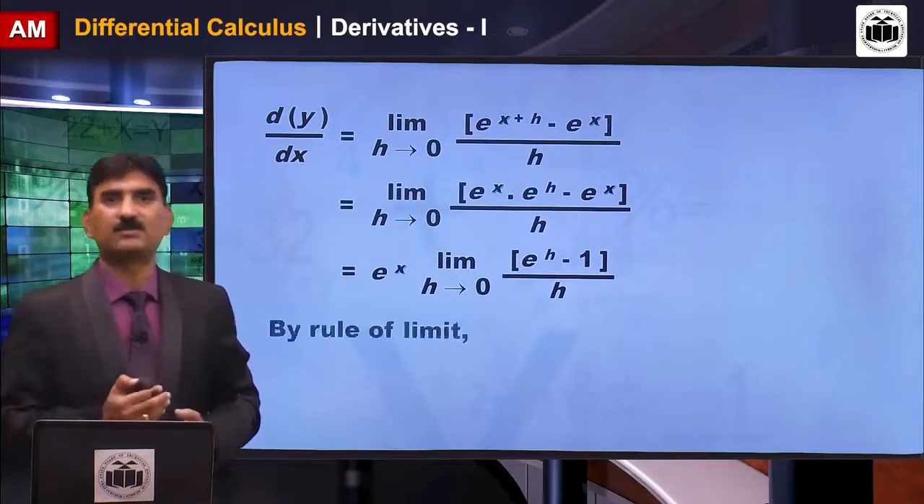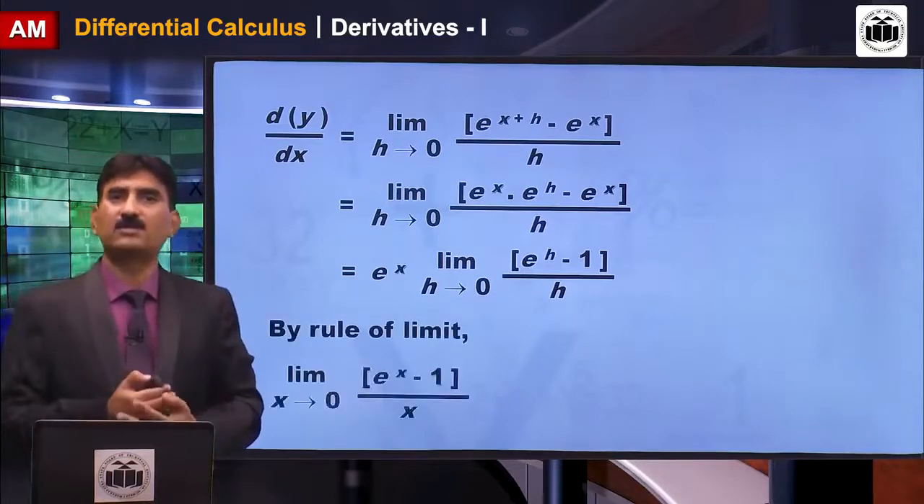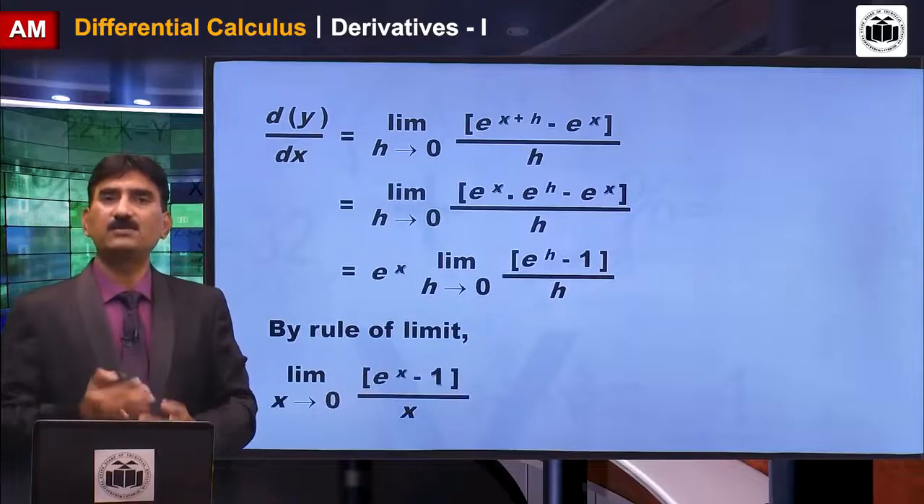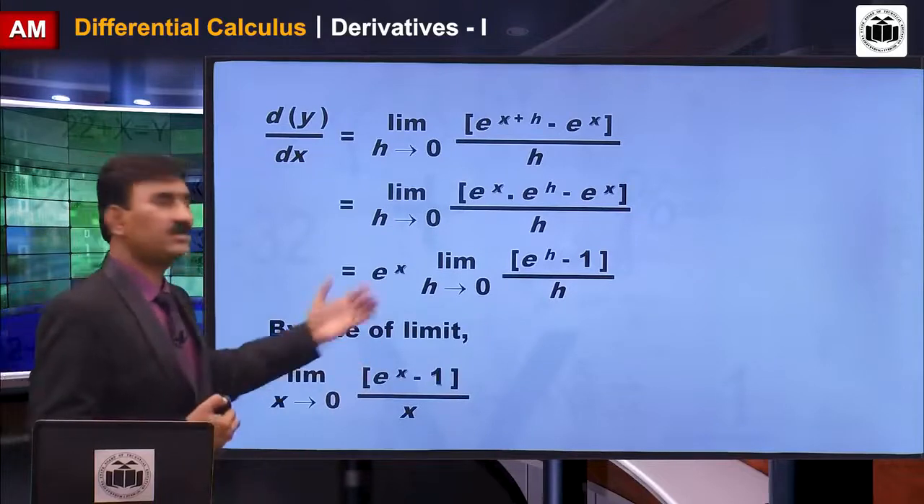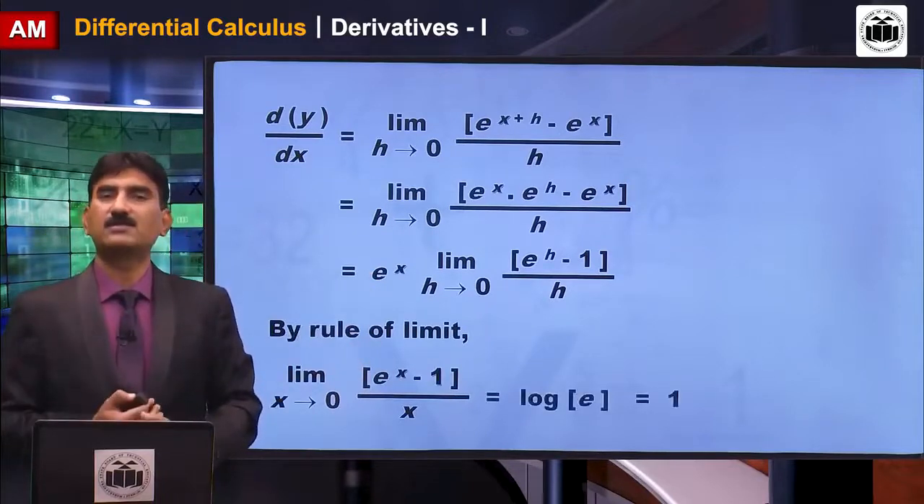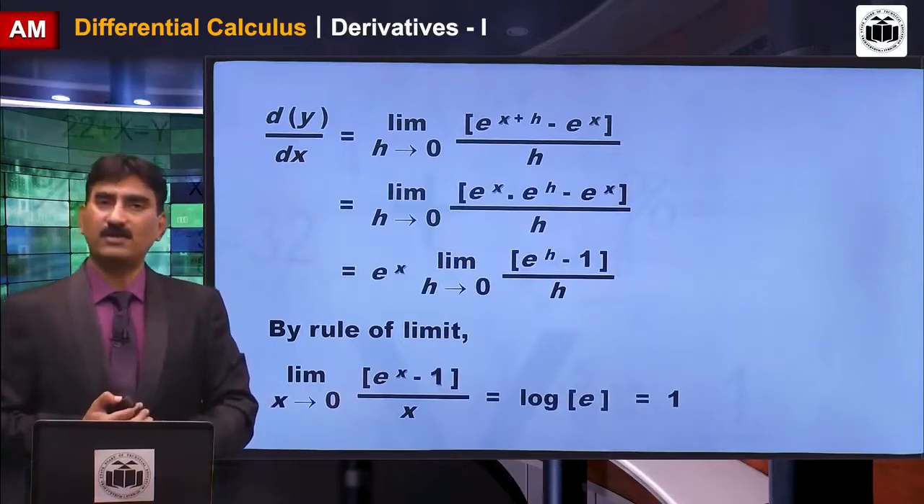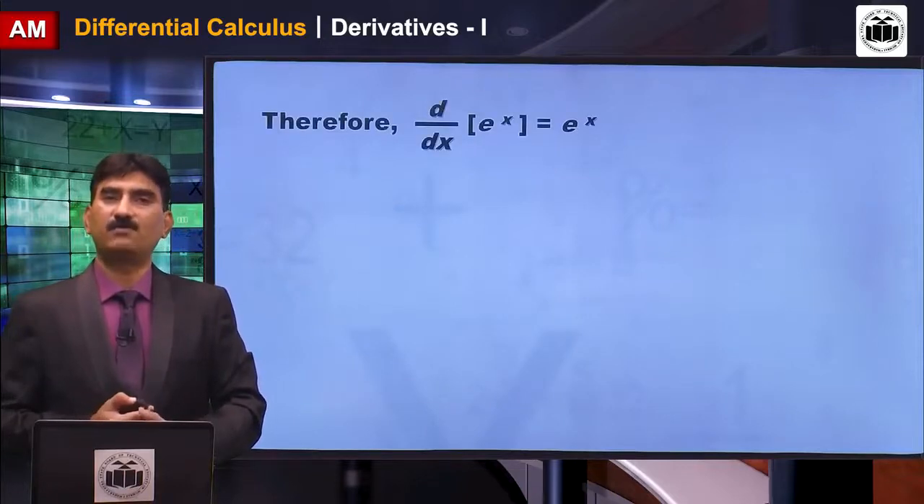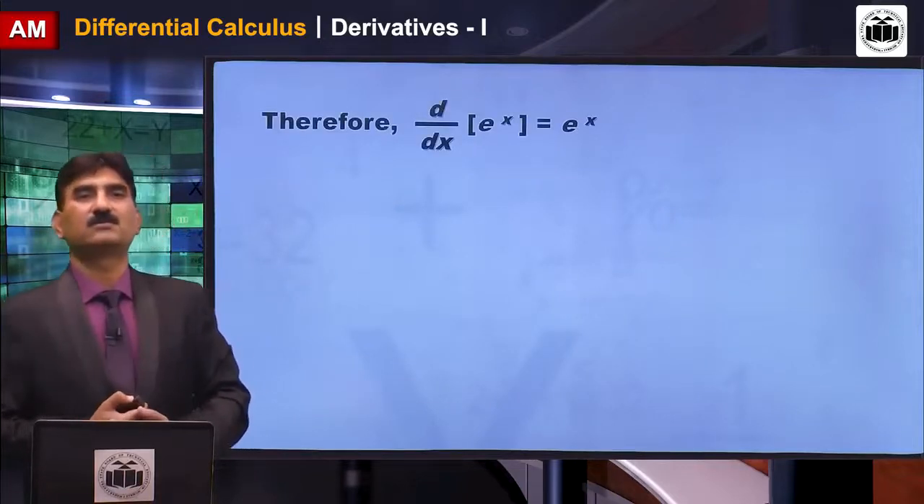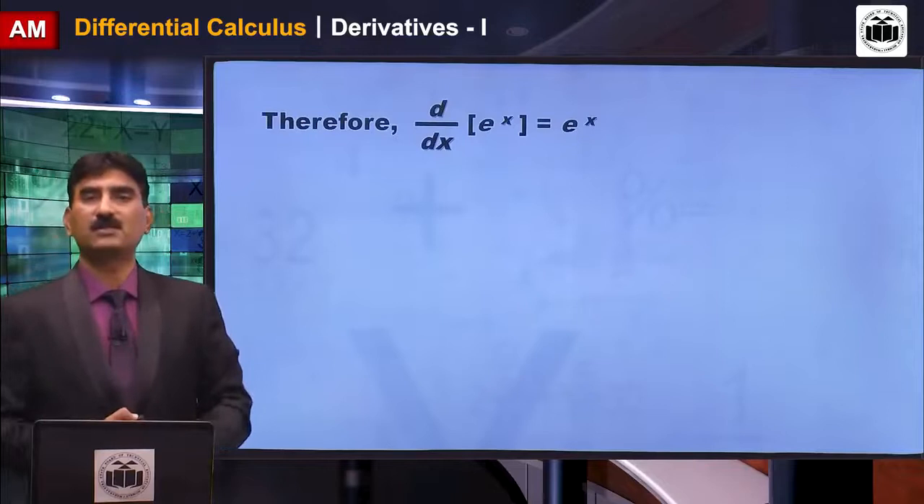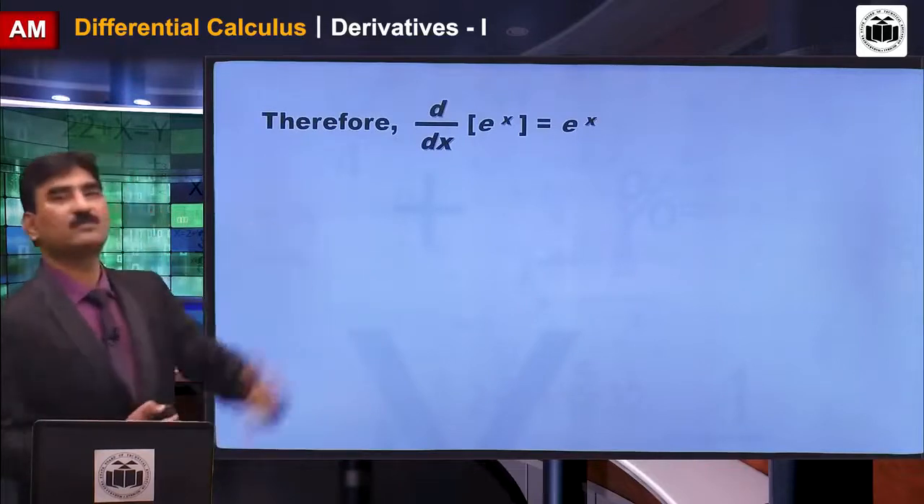Now by using the rule of limit, we write limit x tends to 0, e raised to x minus 1 upon x is equal to log e, and we know that the value of log e is 1. So finally, what is the derivative of e raised to x? The derivative of e raised to x is equal to e raised to x.